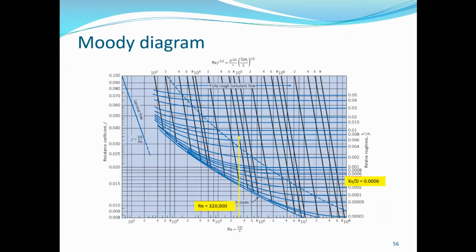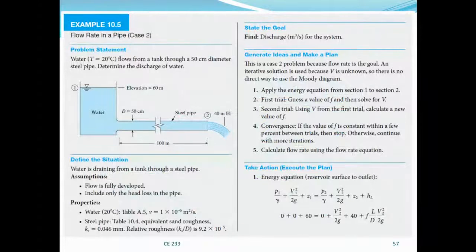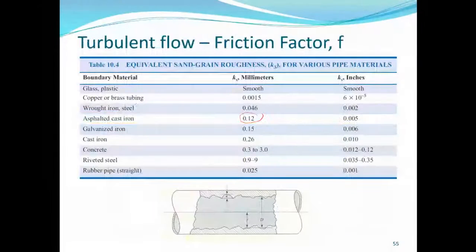Where they meet, somewhere here, we now read the f. So this is 0.015, so it will probably be 0.019. Counting 6, 7, 8, so 0.019, which is the friction factor. And that's how we got this one.